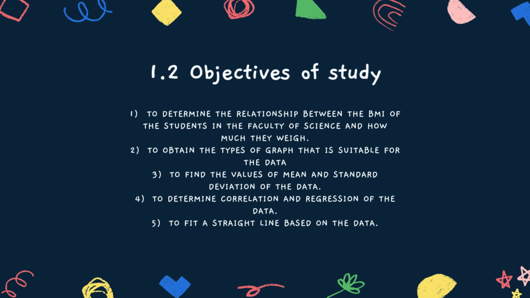To continue with the introduction, let's move forward to objectives of study. First, this study is to determine the relationship between the BMI of the students in the Faculty of Science and how much they weigh. Next is to obtain the types of graph that is suitable for the data. The third one is to find the values of mean and standard deviation of the data. Next, to determine correlation and regression of the data, and last but not least, to fit a straight line based on the data.